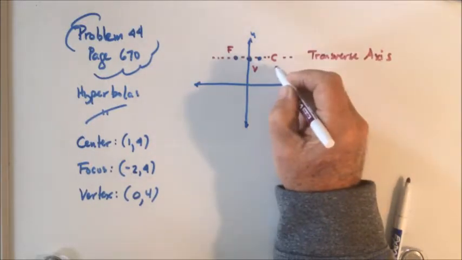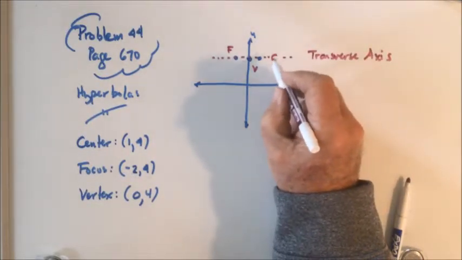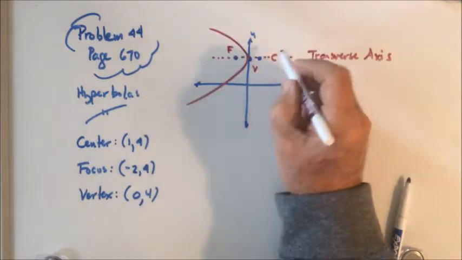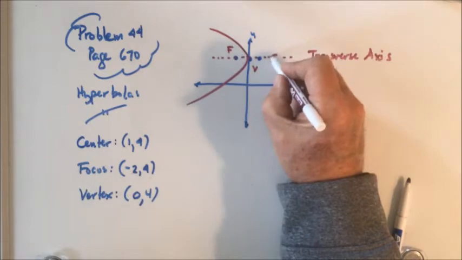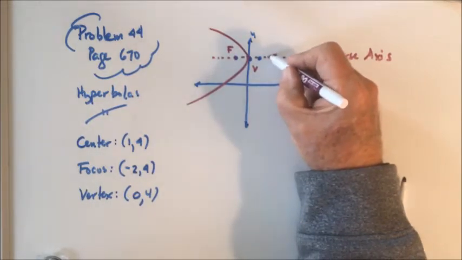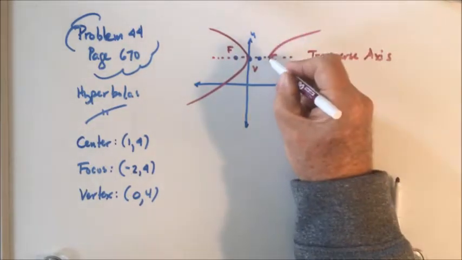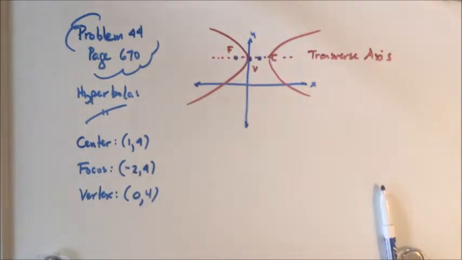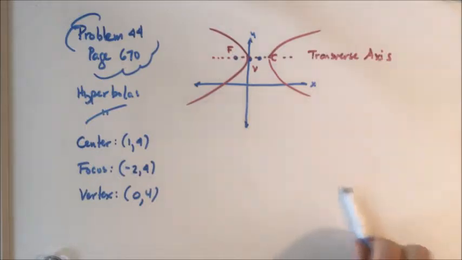And the hyperbola that we're looking for is shooting off in this manner. There's the center, so there's another set of lobes over here, right? Focus inside, and there's the two branches.